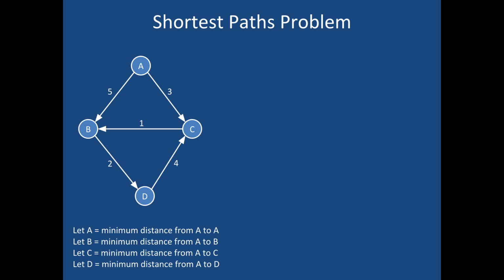B is less than or equal to C plus 1. Yeah. B is less than or equal to C plus 1. There are only 2 ways to get to B. One is via A, one is via C. So we just say B is less than or equal to C plus 1, and B is less than or equal to A plus 5. Okay. What about for D? What constraint could you put on D?